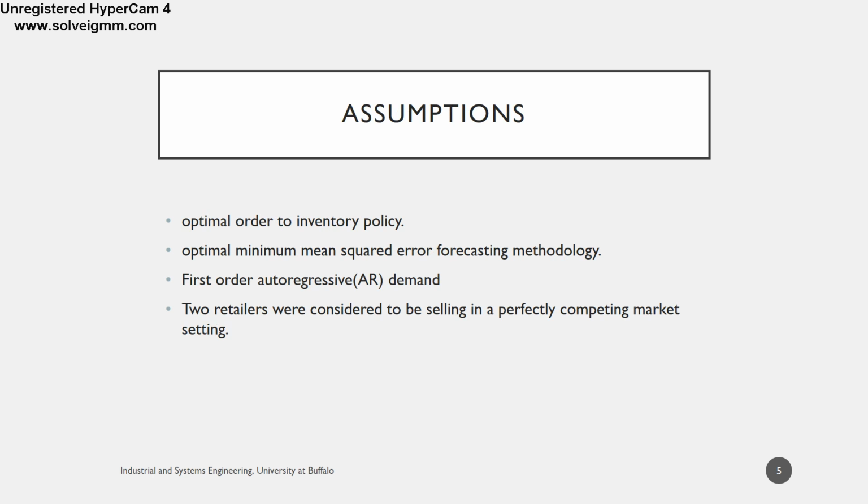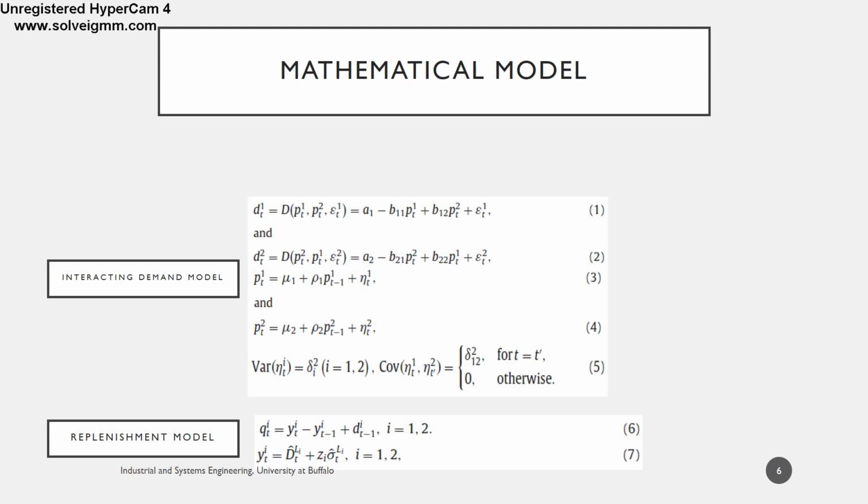The following assumptions are made in the paper. Both retailers are using the optimal order up to inventory policy, and both retailers are using the optimal minimum mean squared error forecasting methodology. First order autoregressive demand was used to identify the BWE during analysis, and the two retailers were considered to be selling in a perfectly competing market setting.